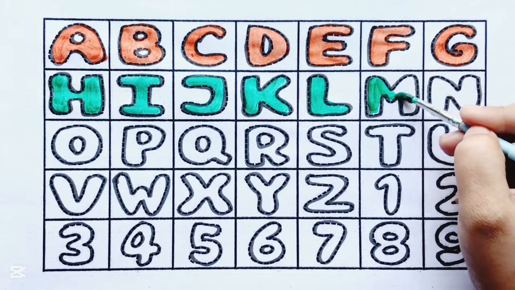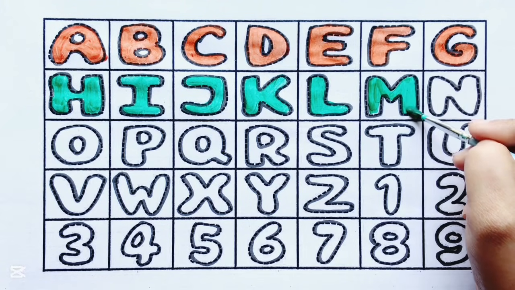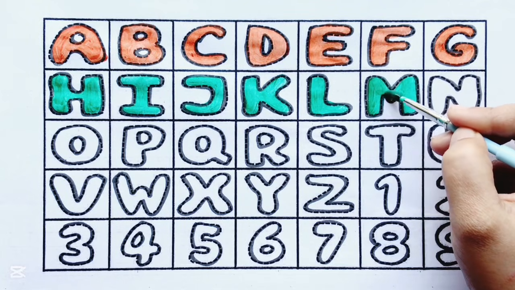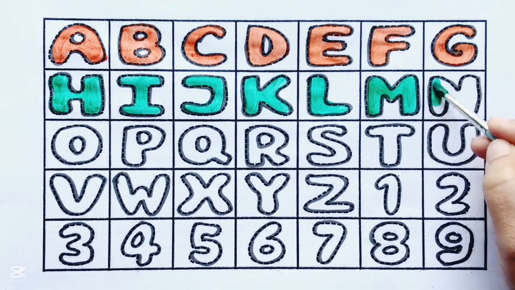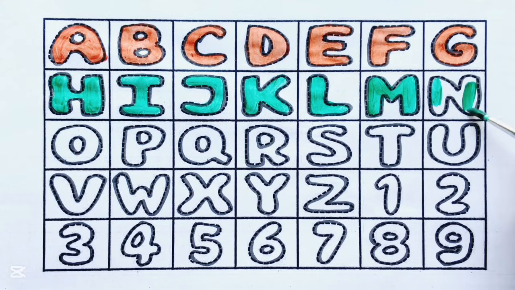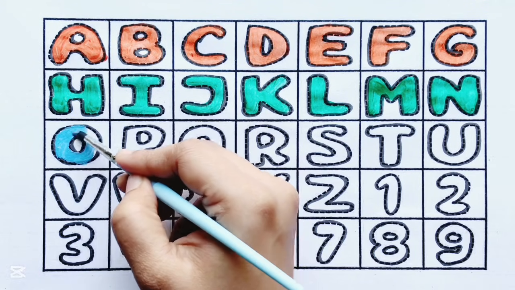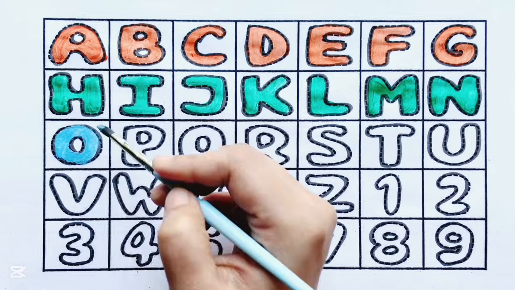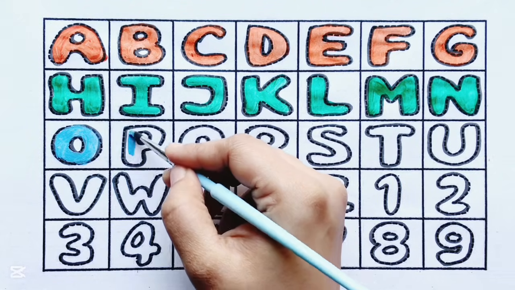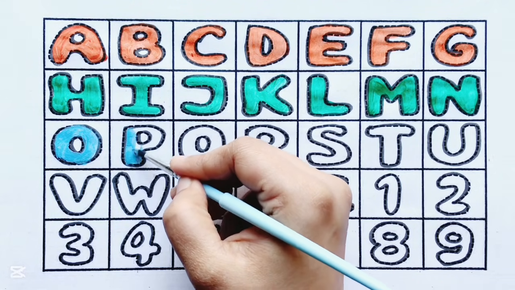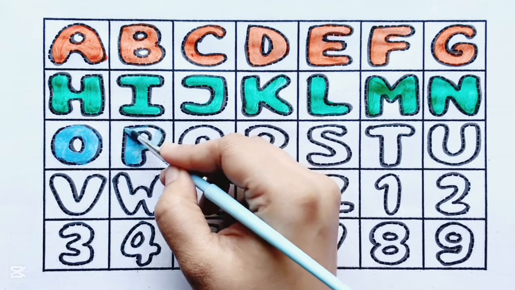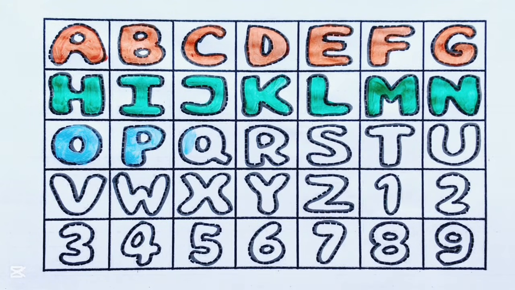M for moon. Count the rhythm and 1, 2, 3. We're singing all together. A, B, C. Count the rhythm and 1, 2, 3. We're N for nest, together. Light blue color. O for octopus. And 1, 2, 3. We're singing all together. P for pig. Count the rhythm and 1, 2, 3. We're singing all together. Q for queen.